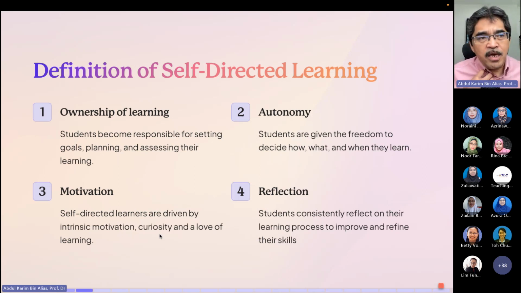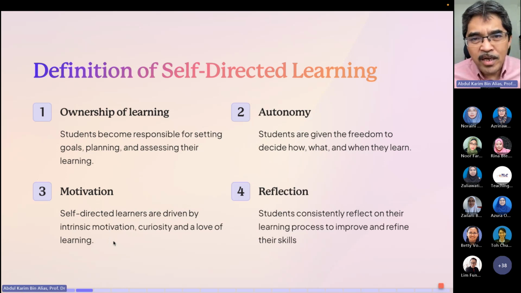So our responsibility as a lecturer, as a teacher, is to try to invoke that curiosity in our students, to make them feel so curious. They want to know more. So this is our role, to become a self-directed teacher or self-directed lecturer. Okay, and ultimately we want to foster a love of learning in our students.